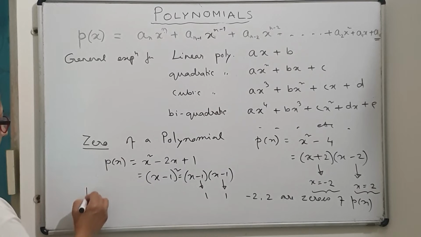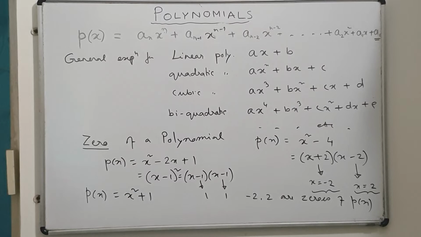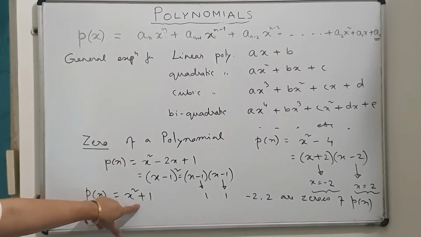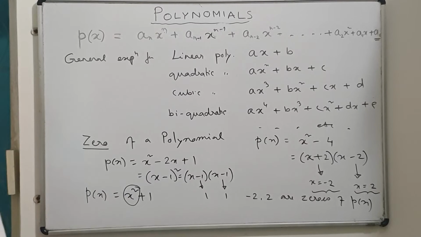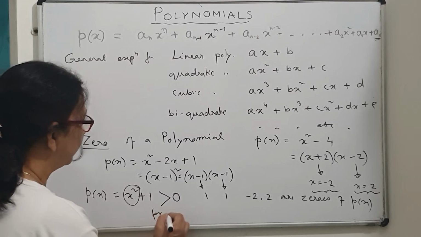Then take another example. Let p of x be equal to x square plus 1. You see, this cannot be factorized into two factors, not possible, because of this plus sign. If minus, then it is possible, but for plus it is not possible. So we see that this x square will always be positive for any value of x, whether positive or negative, since a square is always positive. So a positive plus 1 will always be positive. So it will always be greater than 0 for all values of x.